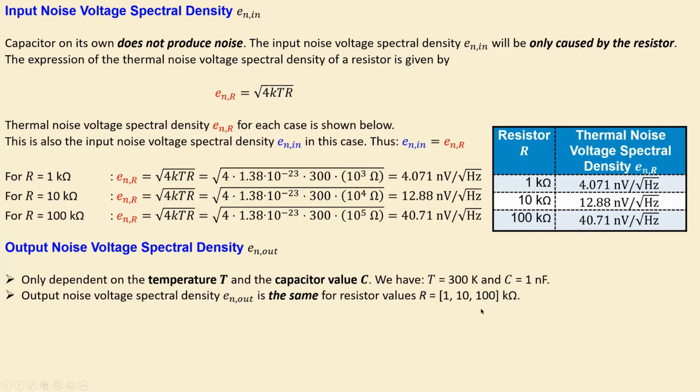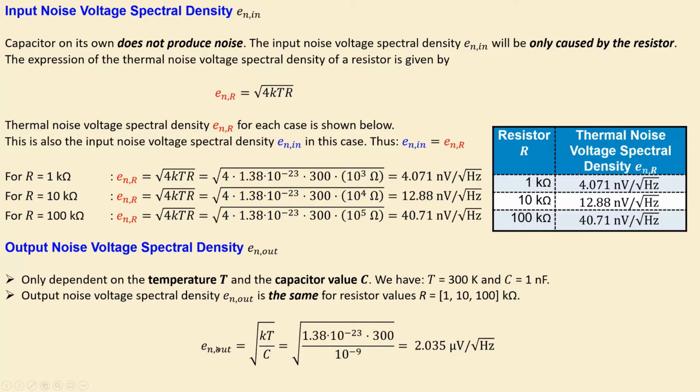The output noise voltage spectral density is the same for the resistor values 1, 10, 100 kilo ohms. We already said that. Why? Because we can use this expression, and we don't see any resistor in this expression. So it doesn't matter if you have 1 mega ohm here or 1 giga ohm or 1 ohm, it still will give you this result. Just substitute the values for the Boltzmann's constant, the temperature, and the given 1 nanofarad, and you will have 2.035 microvolts per root hertz.